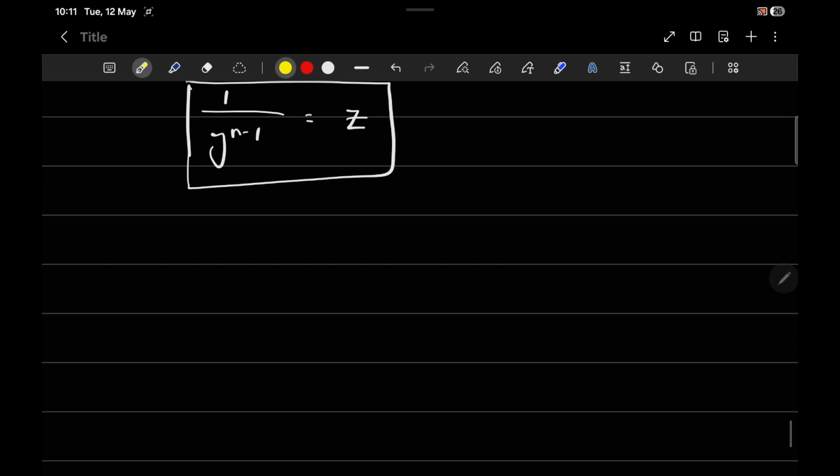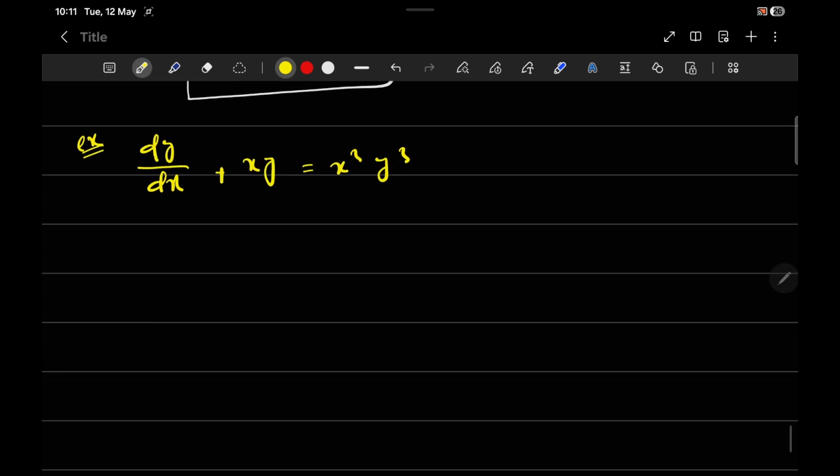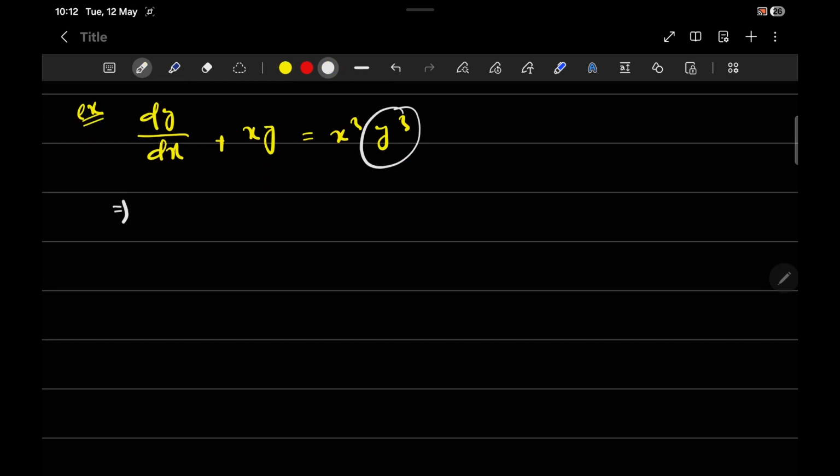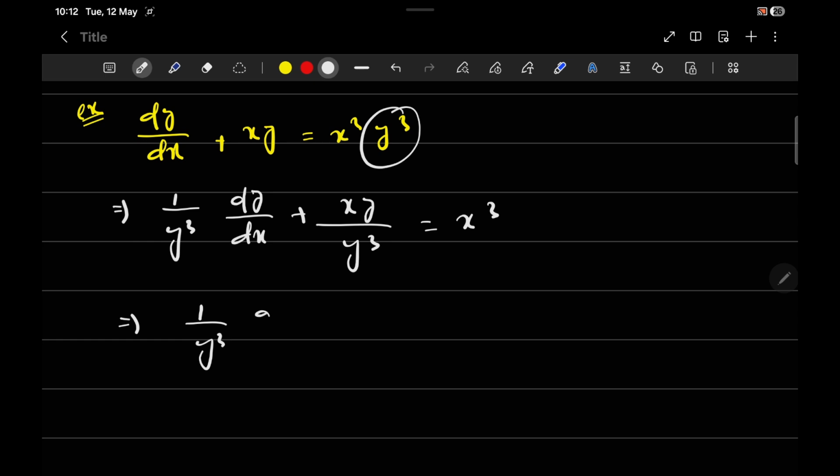Let's take an example. dy by dx plus xy is equal to x cube y cube. Okay, so now divide by y cube on both sides. So what will happen? 1 by y cube dy by dx plus xy by y cube is equal to x cube, right? 1 by y cube dy by dx plus x by y square is equal to x cube.